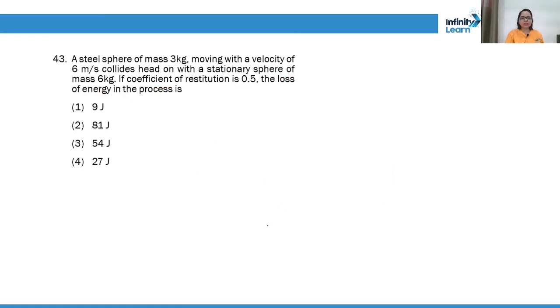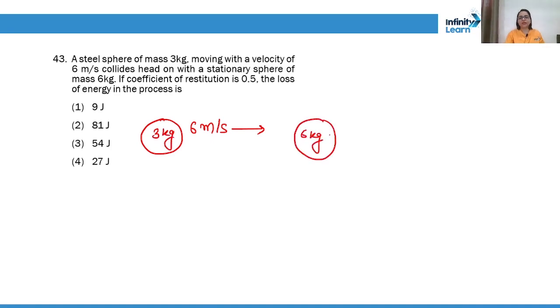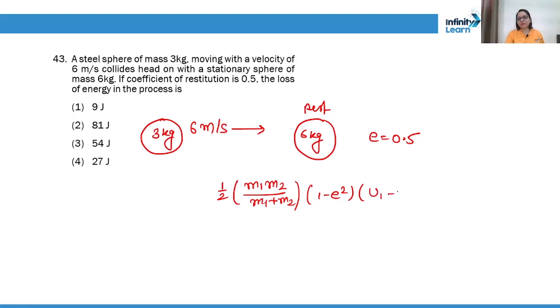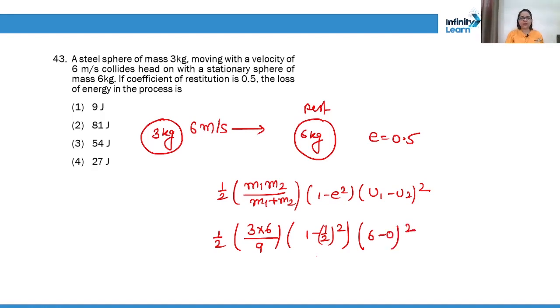Question number 43. A steel sphere of mass 3 kg moving with a velocity of 6 meter per second collides head on with a stationary sphere of mass 6 kg. If the coefficient of restitution is 0.5, the loss in kinetic energy in the process is? So loss in energy is given as half m1 m2 upon m1 plus m2 into (1 minus e square) into (u1 minus u2) whole square. So half, m1 is 3, m2 is 6, divided by m1 plus m2, that is 3 plus 6, 9, into (1 minus 1 by 2 whole square) into (u1, which is 6, minus 0) square, right? So this will be 18 divided by 18, 1, into 1 minus 1 by 4 is 3 by 4, into 6 square is 36. So it is 27 joules. So the correct answer is option 4.